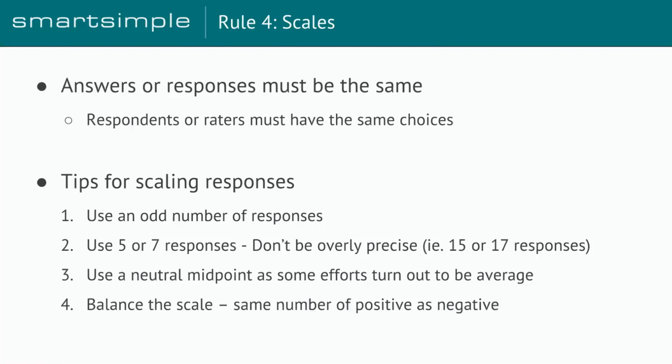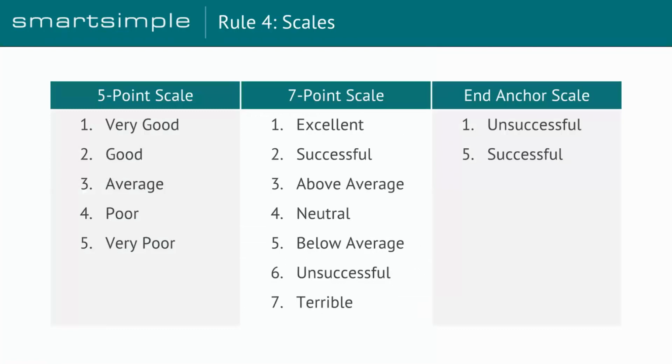We want to have that middle point that we can understand, and as a final point here, number 4, we want to balance the scale. So if we have 3 negative or down sort of examples, we might have 3 up examples or positive types of examples, so some design like that. Here are some examples of what a scale might look like.